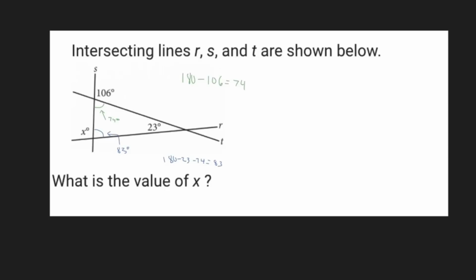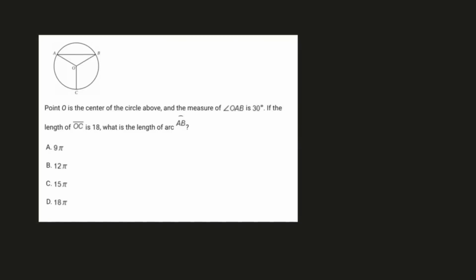Why? Because we have two angles lying on the line R. Any two angles on a line will add up to 180 degrees. And so here we just do 180 minus 83 and get our value of X, which is going to be 97 degrees. And that's how you do it.